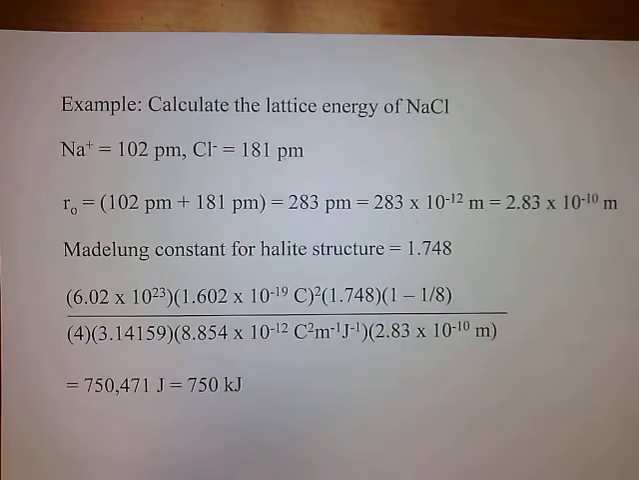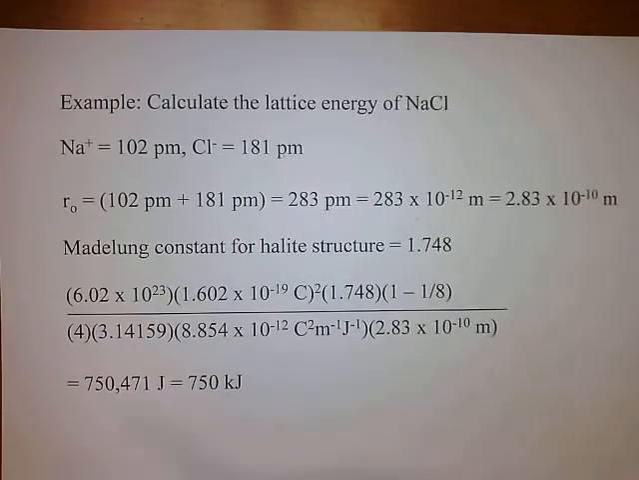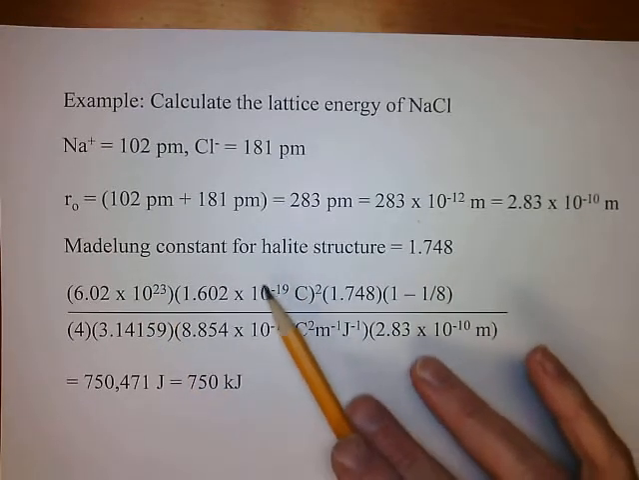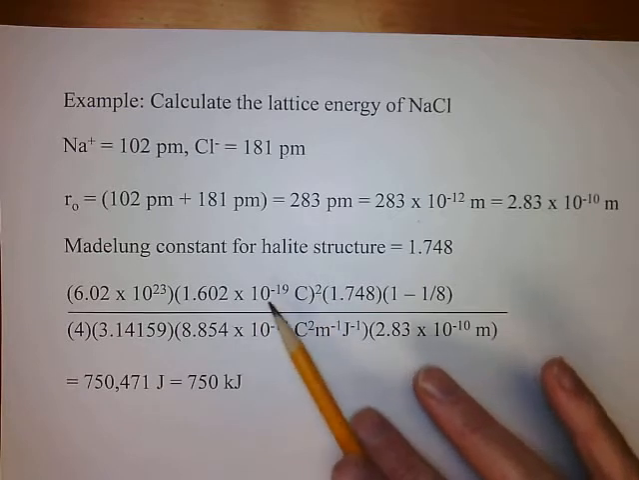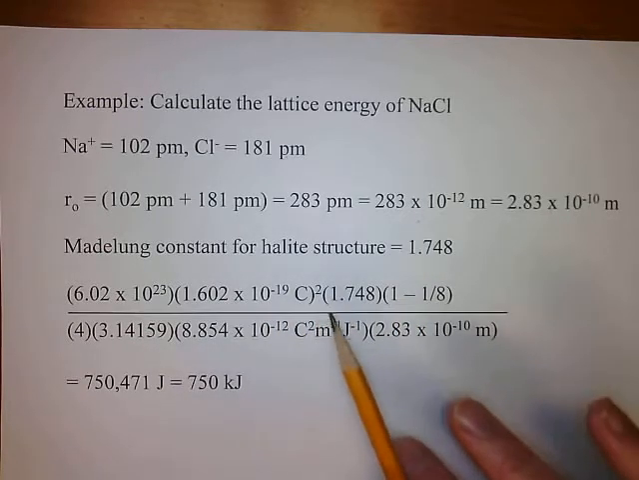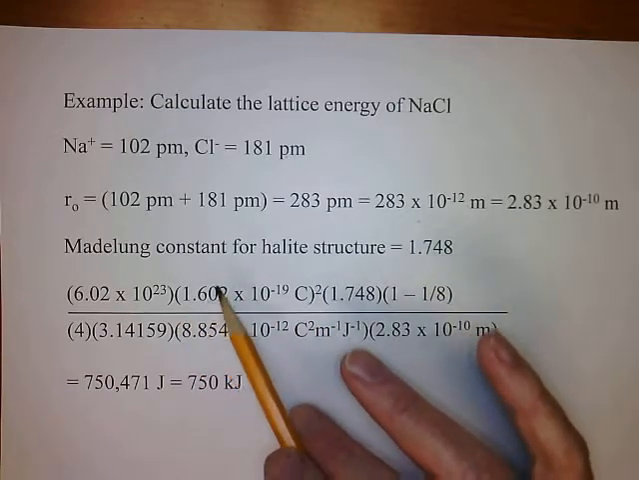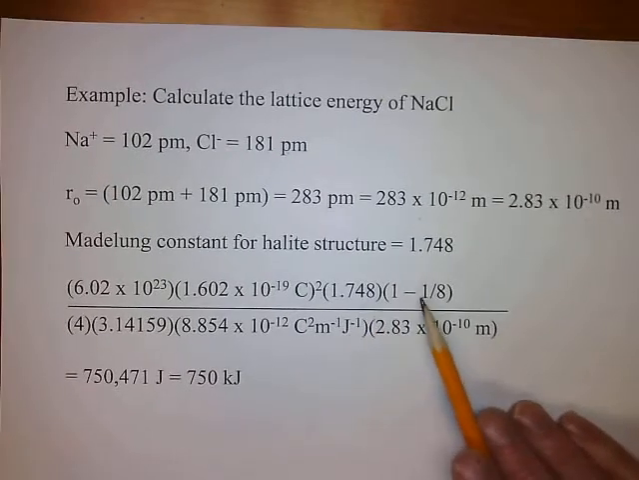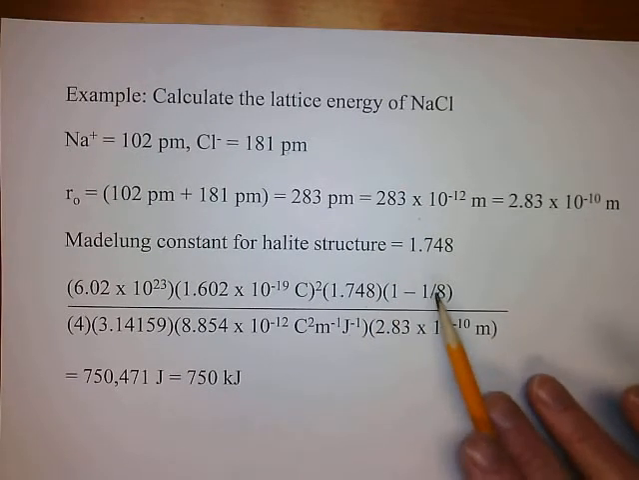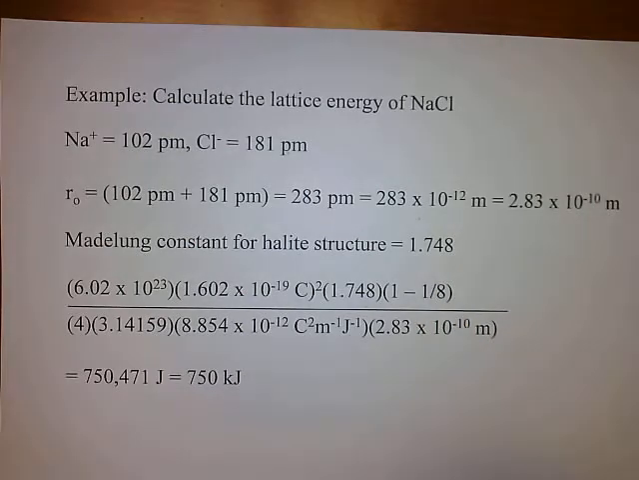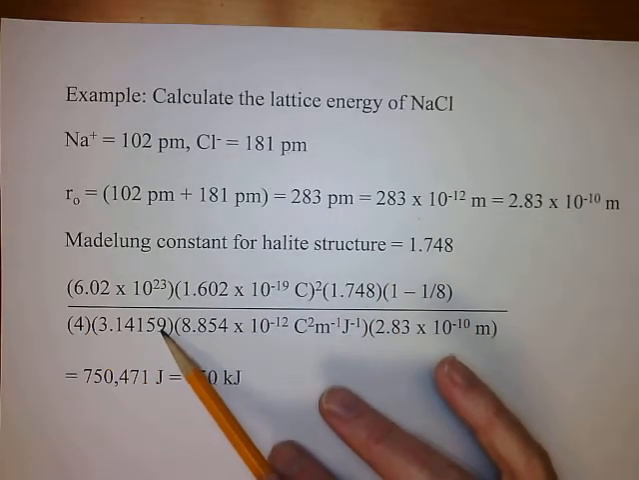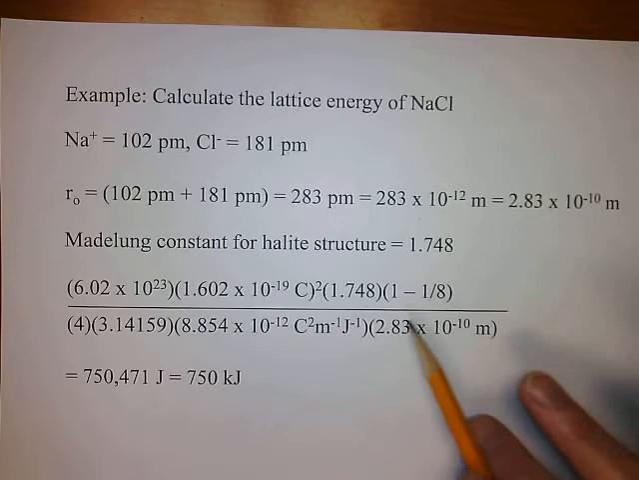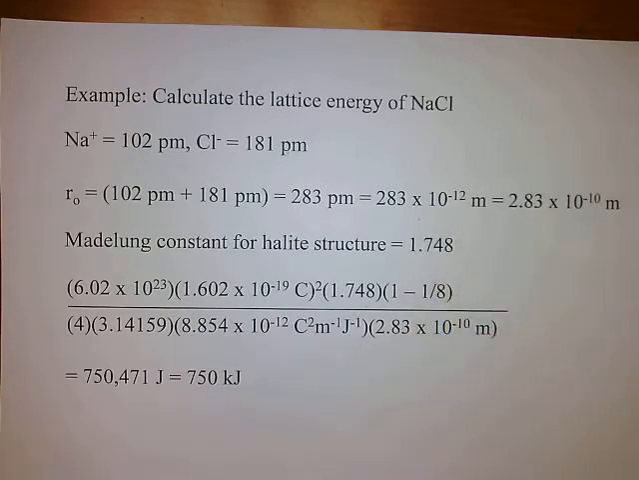So this comes out to be per mole. Avogadro's number, 6.02 times 10 to the 23rd, times the square of the charge on an electron, right? Because it comes from the product of the charges, so we square it. 1.602 times 10 to the minus 19, times the Madelung constant, times 1 minus 1 over the Born exponent, which we figured out is 8, divided by 4 pi epsilon naught times r naught, which we said is 2.83 times 10 to the minus 10th.